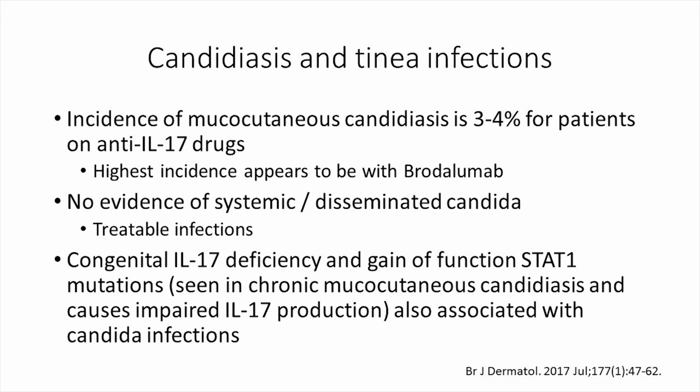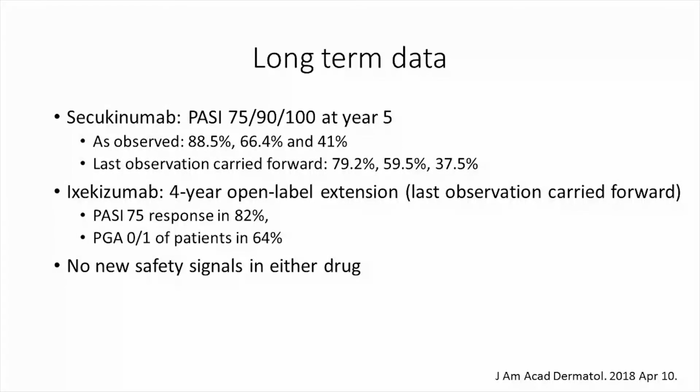Brodalumab had the highest incidence, but in a much lower number of patients overall. And fortunately for us, there really was no evidence of systemic or disseminated candida. So these were superficial, treatable infections. When I see patients on IL-17 drugs now, I have them open their mouth and I look for thrush, because that's one of the most common ones. Women will generally report to you if they're having vulvovaginal candidiasis. So these are the things that we can look for.